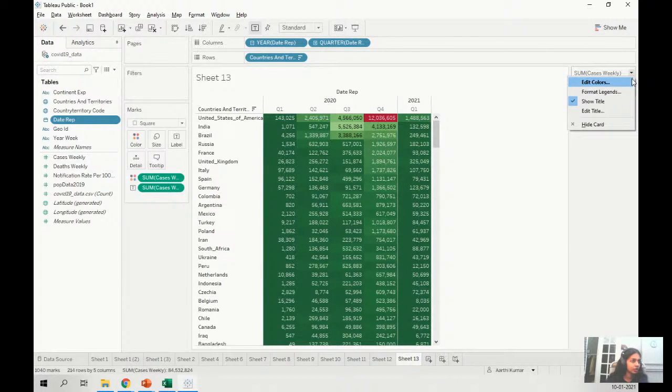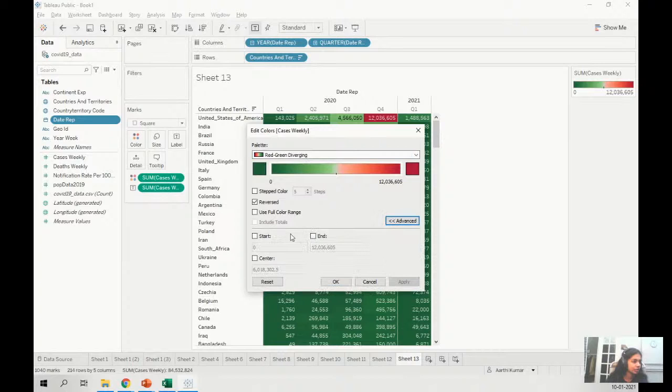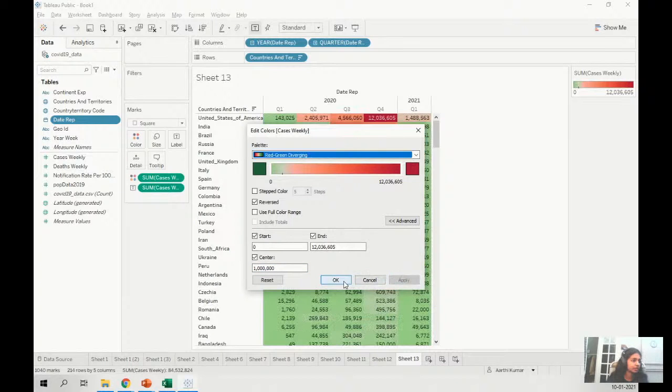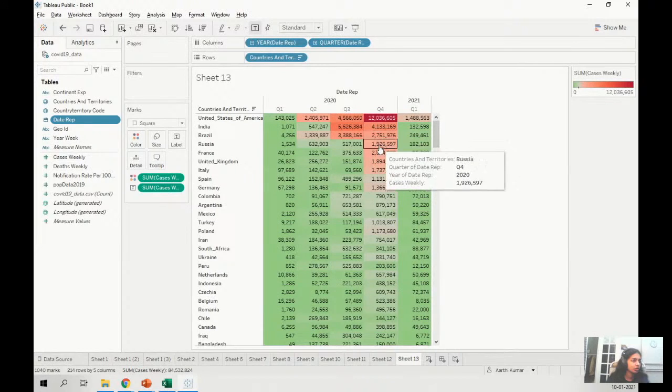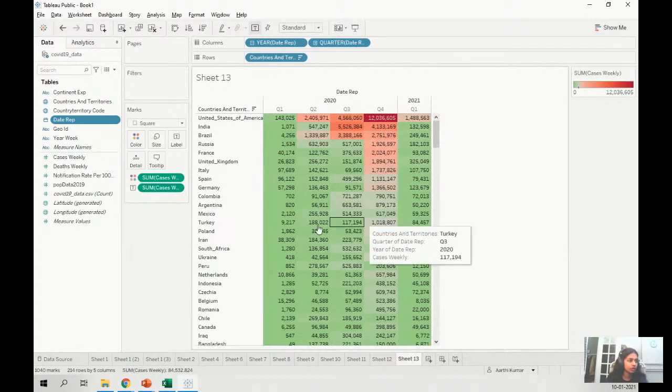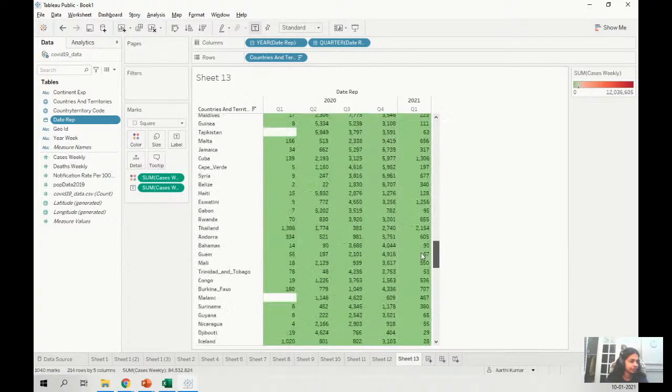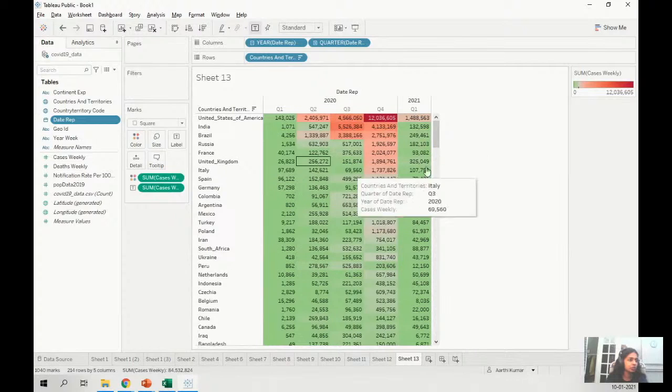Maybe what you can also do here in the advanced option is decide what should be the start, end and center point. Because of this 12 million outlier, you have the center point as 6 million. Instead, let's say you want to restrict it to 1 million, you can do that as well. When I say apply, all the 1 million and above will be in shades of red, and 0 to 1 million will be in shades of green, right? So you can also use these converging colors to show distinct regions.